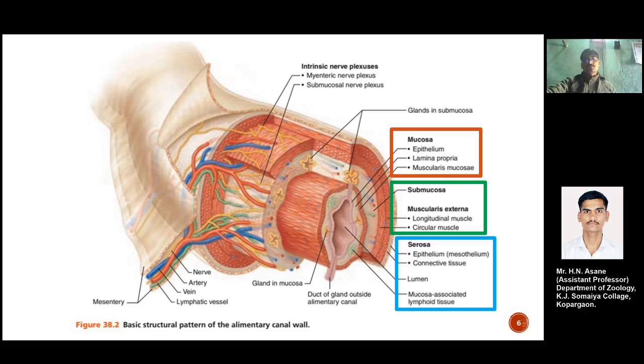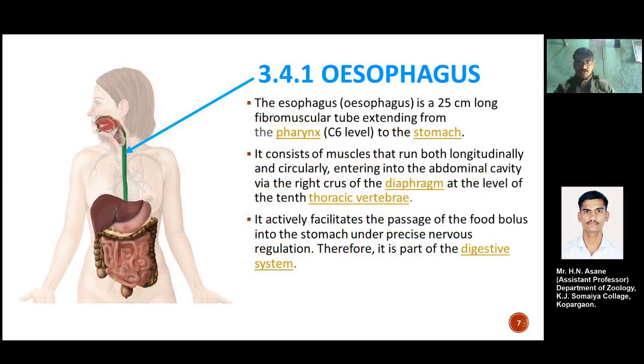Okay, so in the last session we started with the basic structural plan of the alimentary canal. We said it has the mucosa, submucosa and serosa. Okay, so that is the basic structural pattern. Let's start with the esophagus.